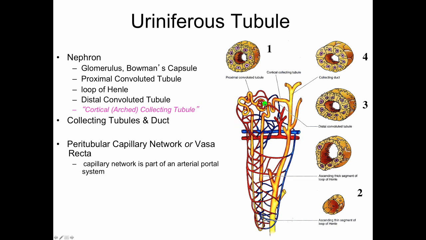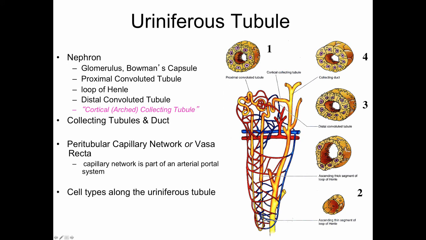Let me say that again. The peritubular capillary network and the vasa recta originate from the efferent arteriole. That is going to have some significant clinical implications for renal pathology, and we'll talk about that later on. The capillary network is part of an arterial portal system, and we'll tell you why that is the case in a few minutes as well.